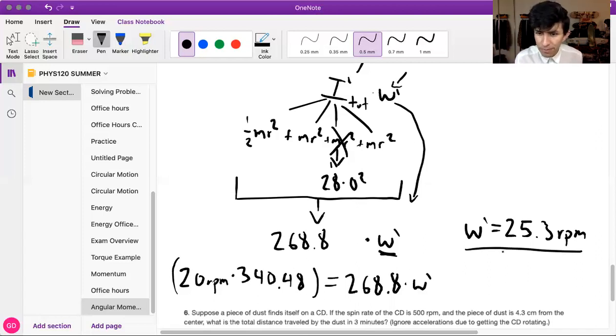If you think about it, the RPM needs to be bigger because when more material comes towards the center, you have less inertia. If you have less inertia, that means the object should spin faster. So try to use that logic too to double check if your answer is right. If you get an answer that's below 20, then you're like, okay, there's something wrong with the math. So that's how you do these type of problems.